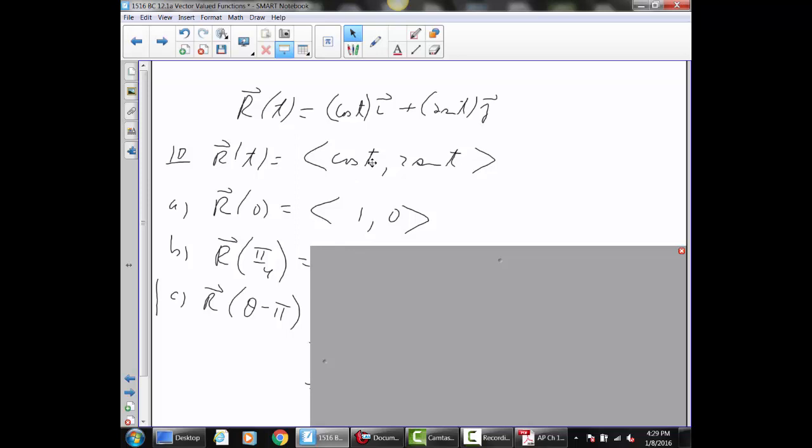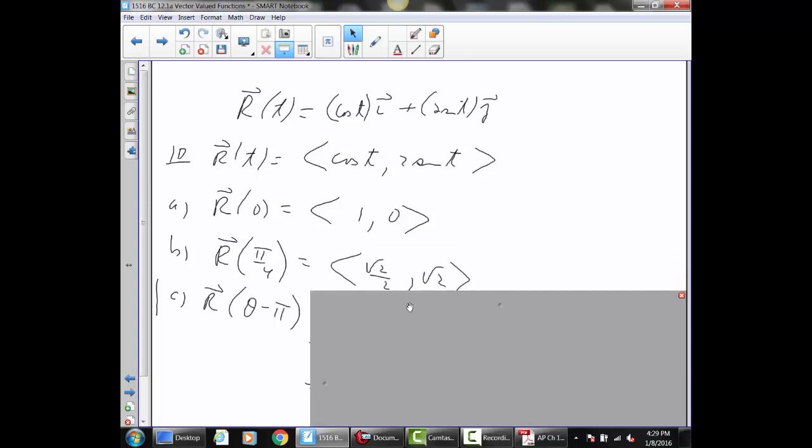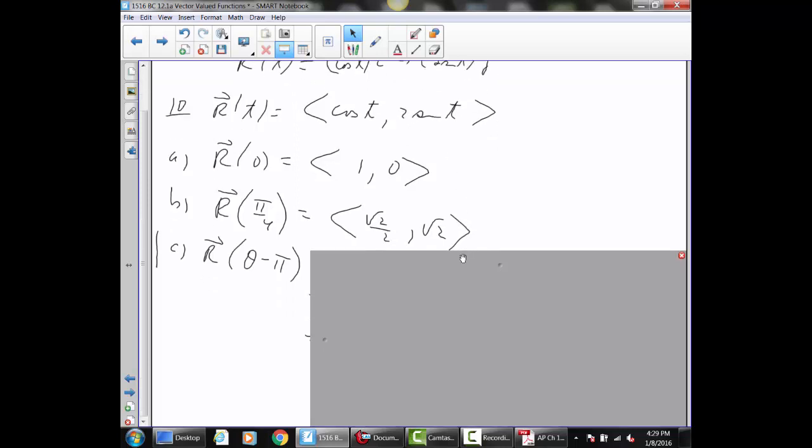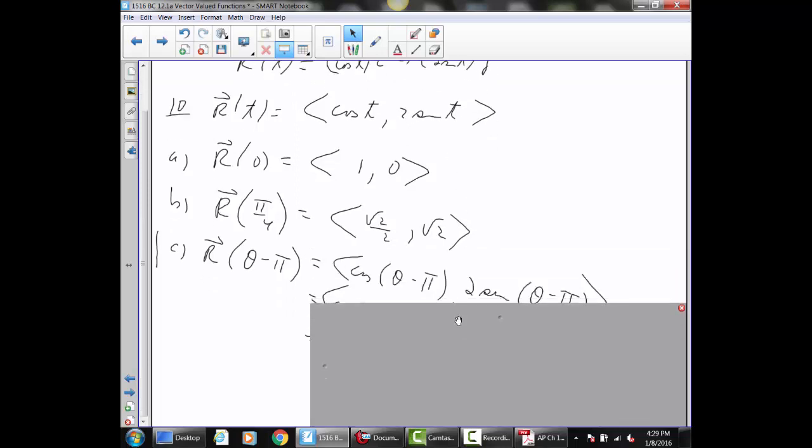r of 0 will be cosine of 0, which is 1. 2 sine of 0 is 2 times 0, which is 0. For r of pi over 4, the cosine of pi over 4 is root 2 over 2. And this one will become 2 times root 2 over 2, which will just leave you with root 2.